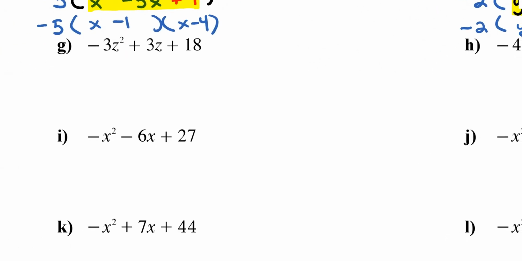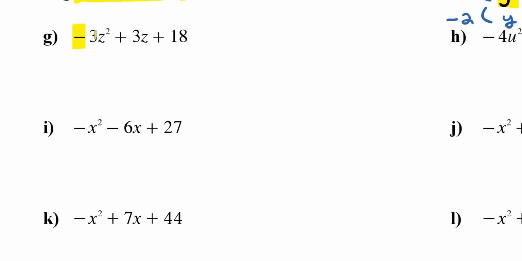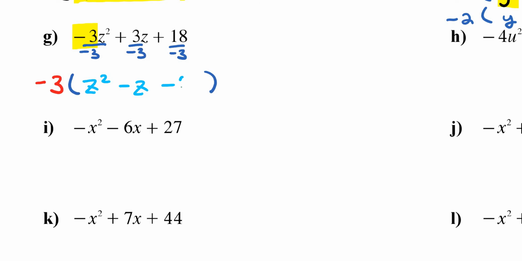Okay, let's move on to letter G. My leading coefficient here is -3, so let's go ahead and factor out the -3. If I do that, let's open up a bracket here, and we're dividing every single term by -3. And if I do that, I will get z squared minus z, and then minus 6. Just remember there's actually an invisible 1 there, so there's a -1 in the middle term.